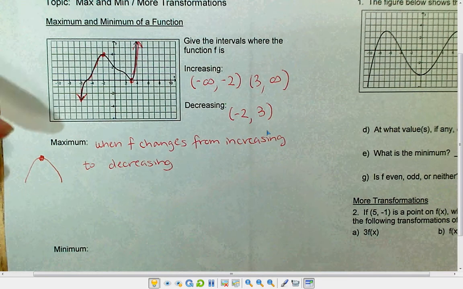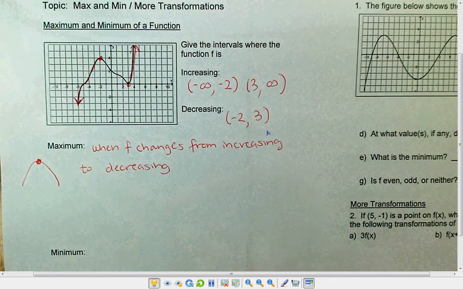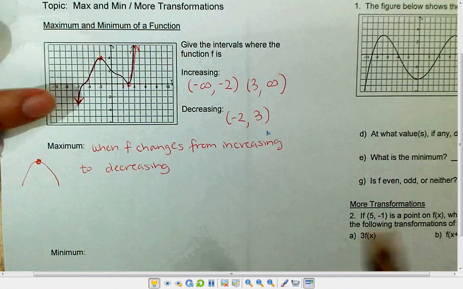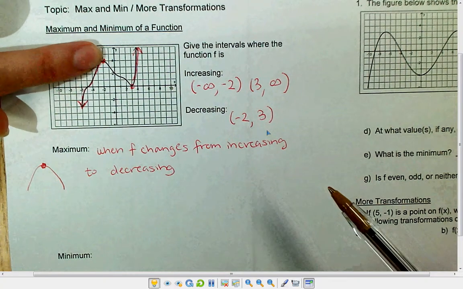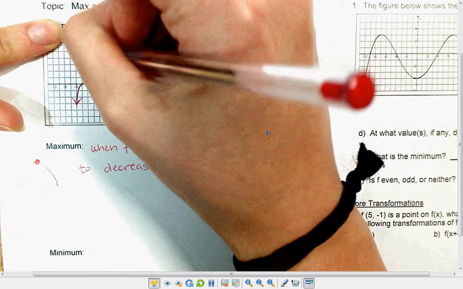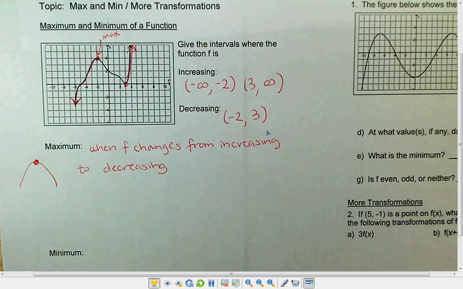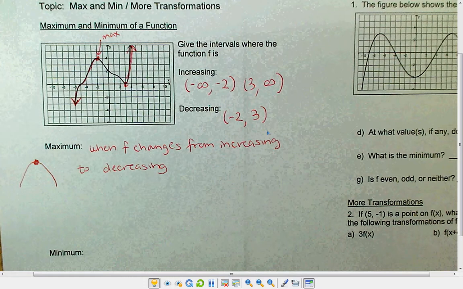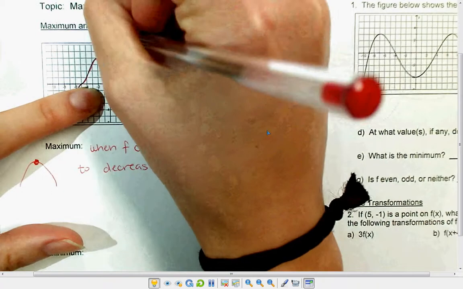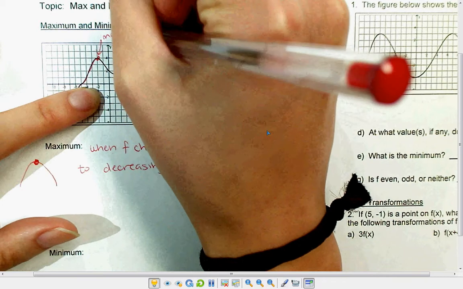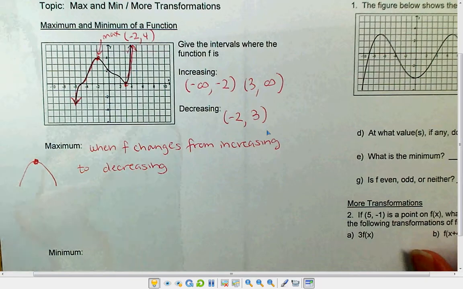So if we look at this problem right here, we can find a maximum. This is when it's increasing, increasing, increasing, and then it starts decreasing right at this point. So this is our maximum right here. Now our maximum, of course, has two values associated with it, an x and a y. So our max is at -2, 4. That's my x and my y value.